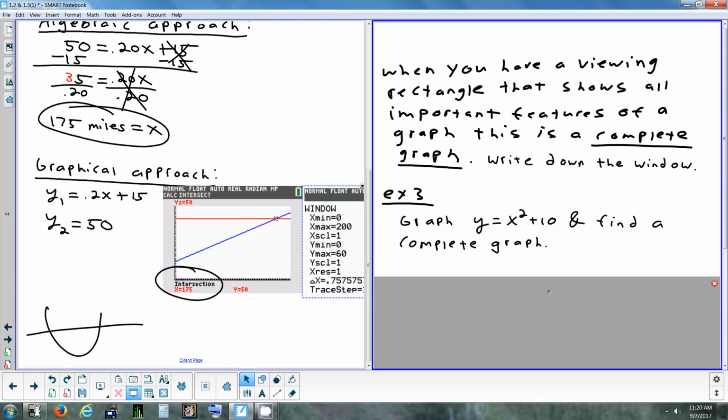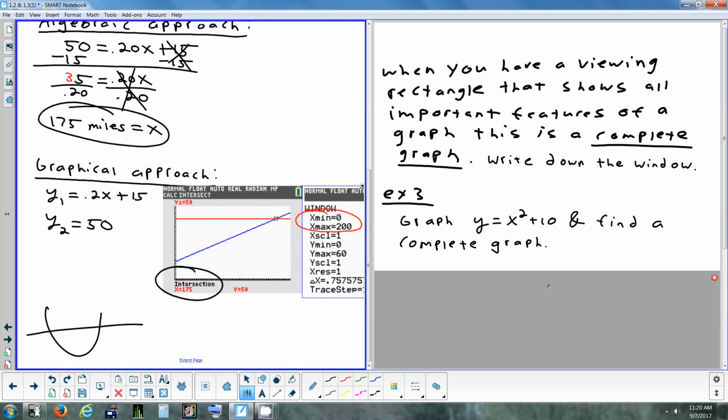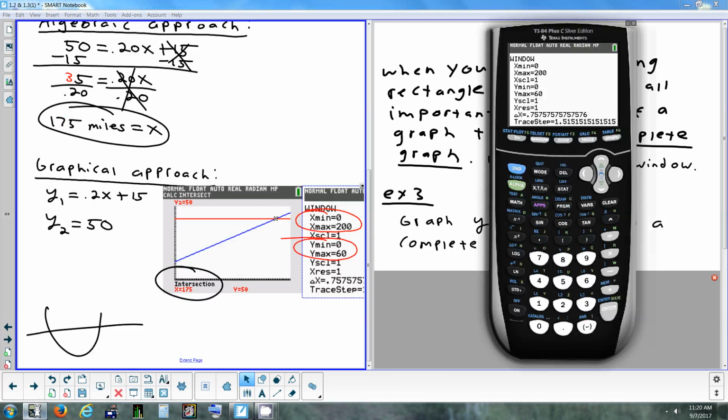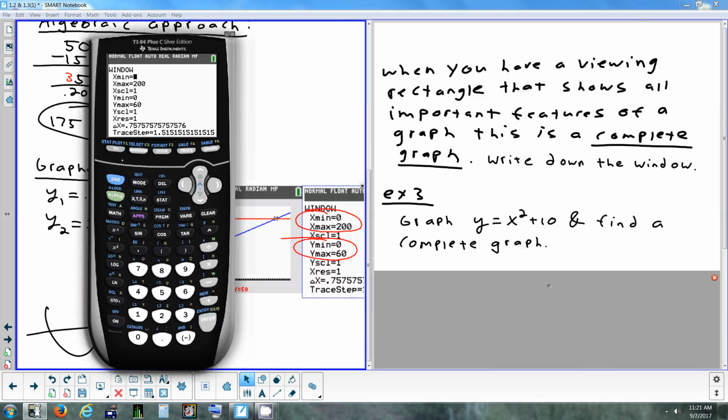Okay, so all you have to do in the homework, if they ask you to find a complete graph and they tell you what to type in, just write down the window. Write down these 4 values: X min, X max, Y min, Y max. Okay, so let's try a couple examples and see if we can find windows that show the graph properly. So if you have anything else, you can clear it out now. We're done with that problem for now.